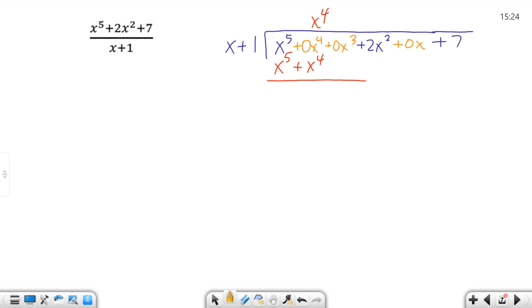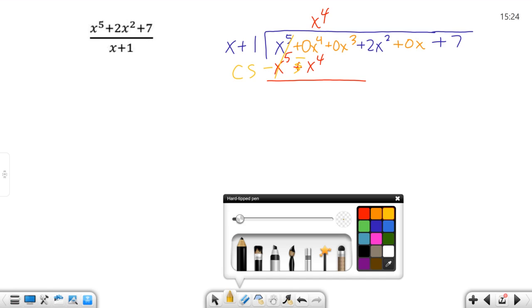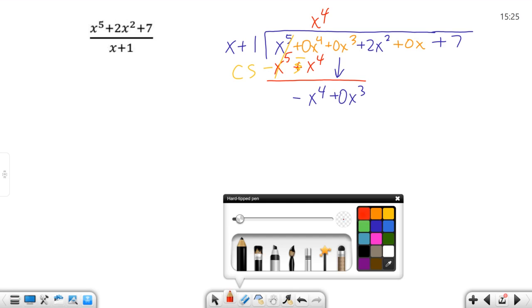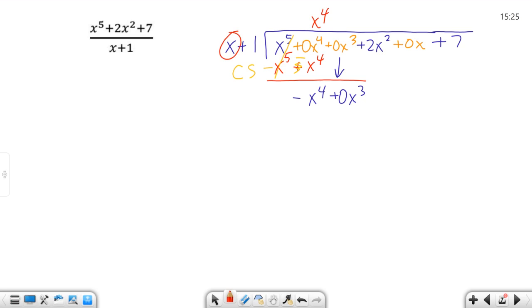Change those signs, right? Make this a minus, make this a minus, that cancels, and I'm left with what? Negative x to the fourth, and then I bring down my plus 0x to the third. Again, just a placeholder, but it's important. Then I say, what do I multiply by x to get negative x to the fourth? That will be a negative x to the third. Then when I multiply, I get negative x to the fourth. And then I multiply times the 1 here, and I get what? Negative x to the third.